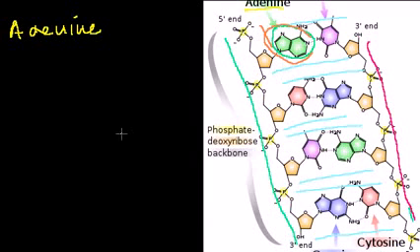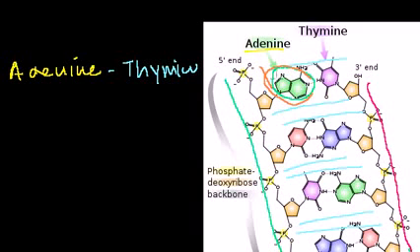So you have adenine, and adenine pairs with thymine. And you see that up here. If you have an adenine base here, it'll pair with thymine. And this is called the base pair. Adenine and thymine pair with each other.